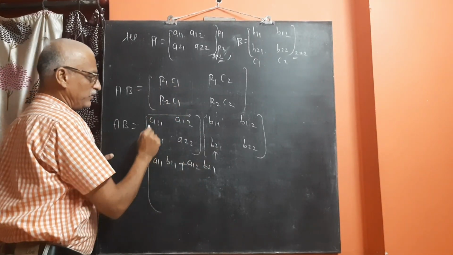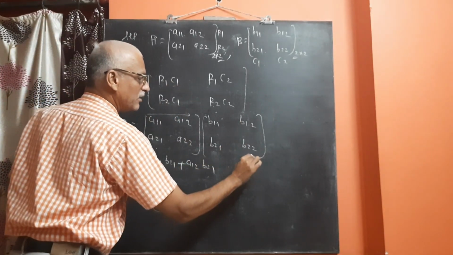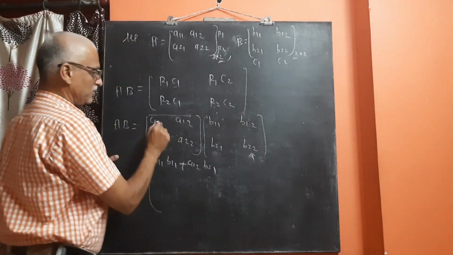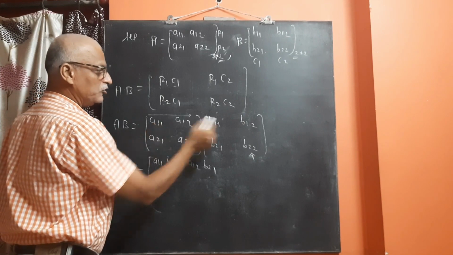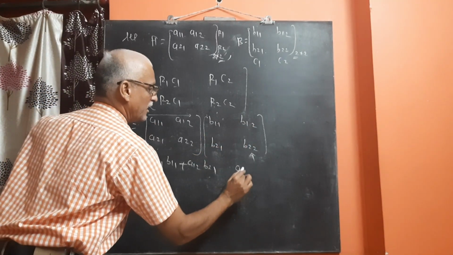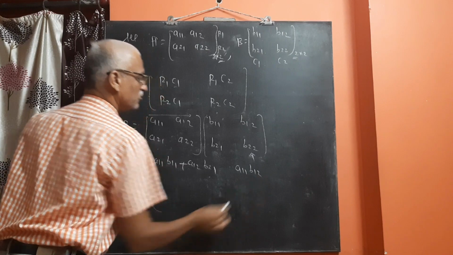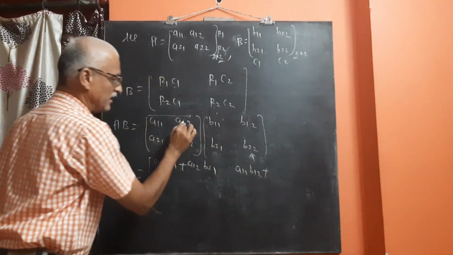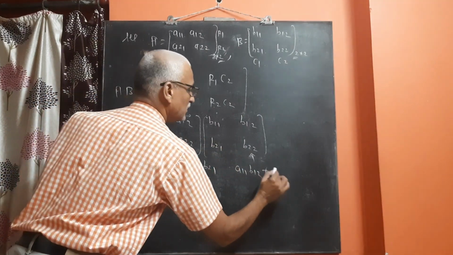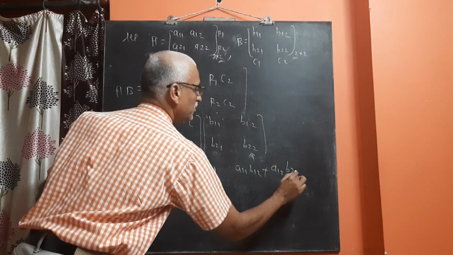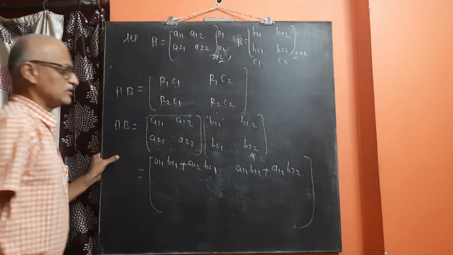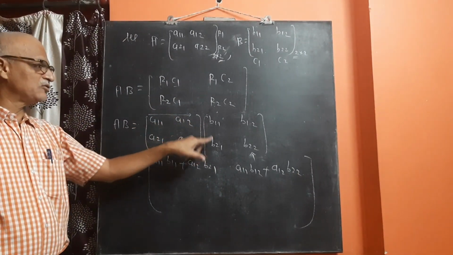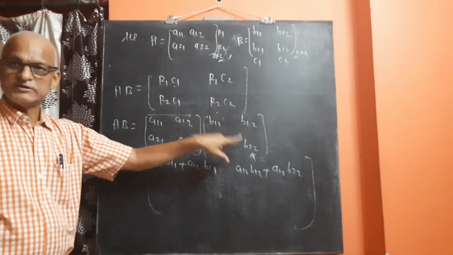Now first row into second column: A11 into B12 plus A12 into B22. So the role of R1 finishes. The multiplication of R1 is done with C1 as well as with C2.